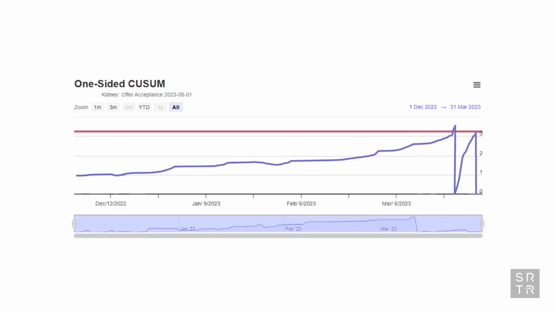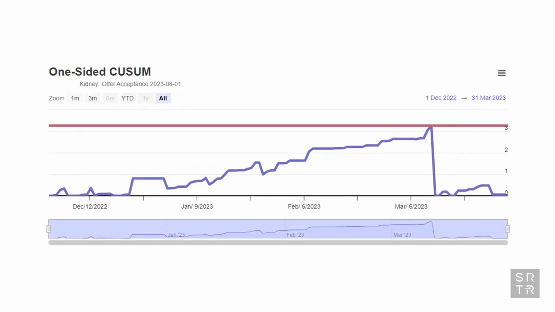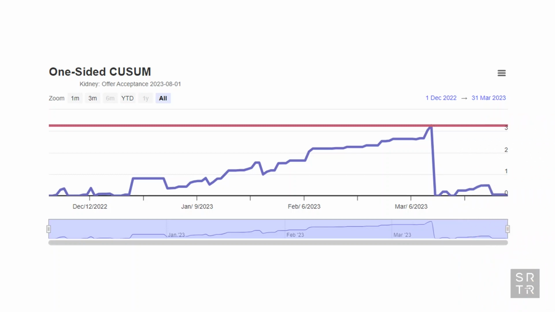The one-sided QSUM attempts to answer whether there is enough evidence to suggest the program's offer acceptance is significantly lower than expected over the four-month period, which means action is needed to correct a negative trend. If the blue line reaches the red signal threshold, then we have accumulated enough evidence to conclude statistically significantly low offer acceptance over this period of time. In this example, where the trend line hit the signal line, the program's offer acceptance was significantly below average.